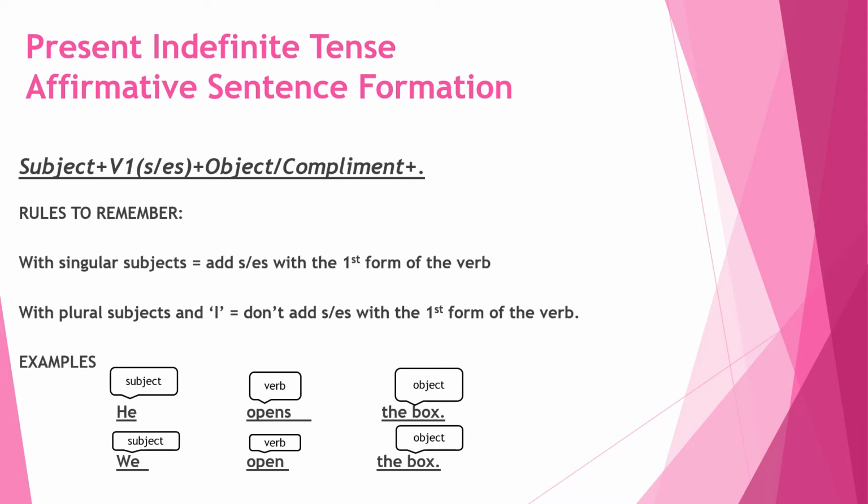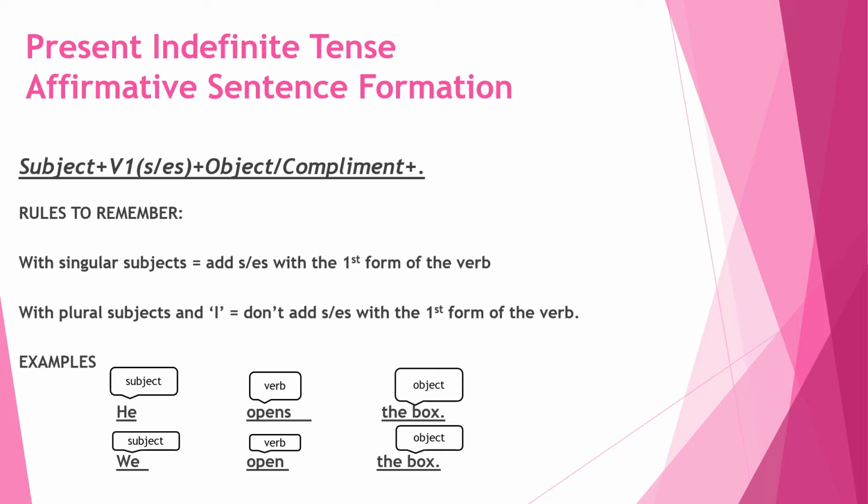So, first you put the subject, then you put the first form of verb with s or es, and you will get to know why I have bracketed these words s or es. I'll tell you later about it. Then you add the object and or the complement, and at the end of the affirmative sentence you put the full stop.